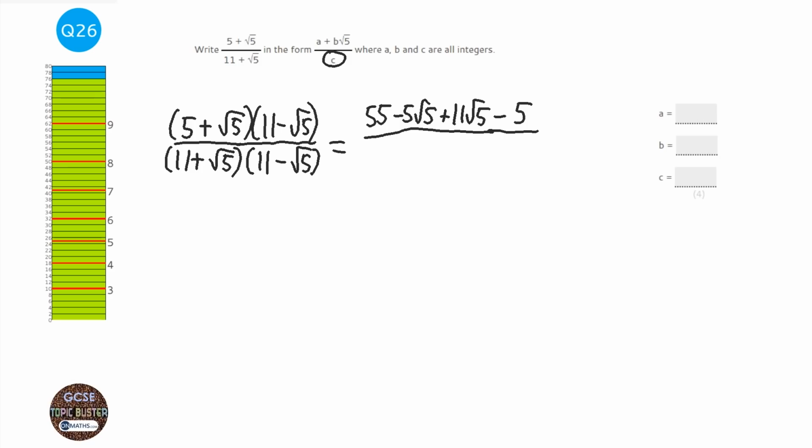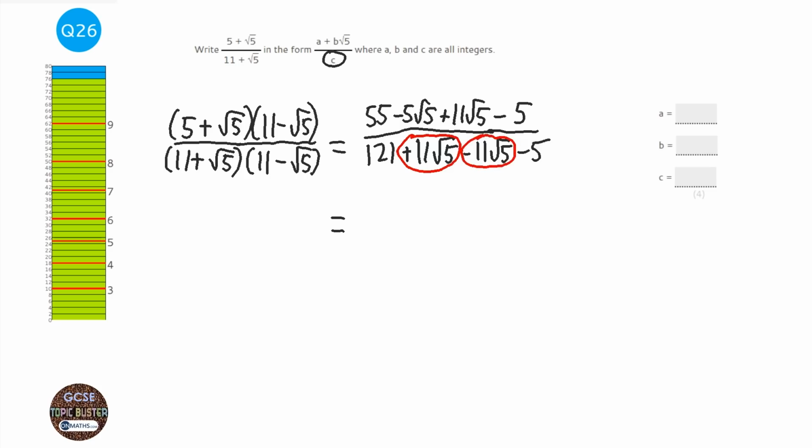Okay, let's do the same with the bottom. So 11 times 11 is 121. We've got root 5 times 11, which is plus 11 root 5. Then we've got minus root 5 times 11, which is minus 11 root 5. And then we've got positive root 5 times negative root 5, which is minus 5. Now you might see what happens at the bottom. The whole purpose for doing this is you end up with the surds cancelling each other out.